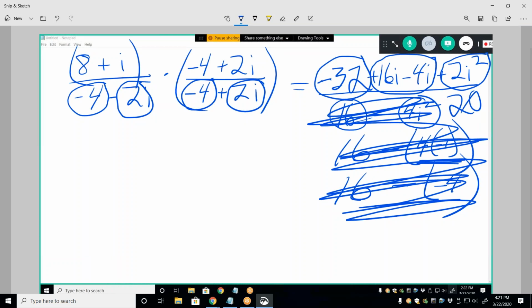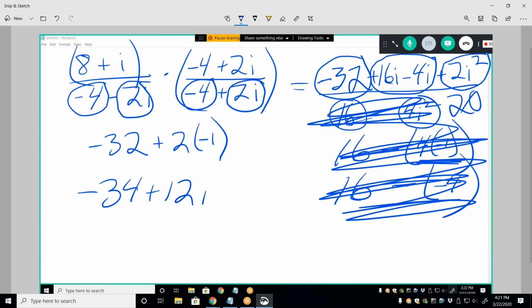So what's the real number part? Minus 32 plus 2i squared is what? Minus 32 plus 2 times minus 1. What's that? It's negative 34. Okay. And now combine the two inside terms, the 16i and the minus 4i. It's 12i. And then we all have that divided by our new denominator of 20.